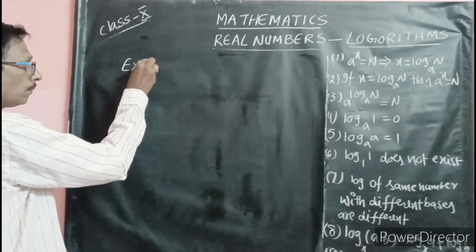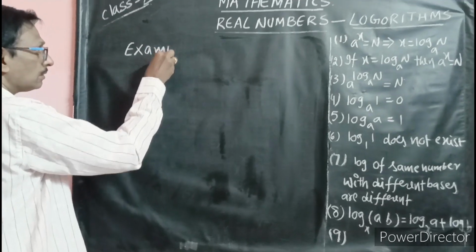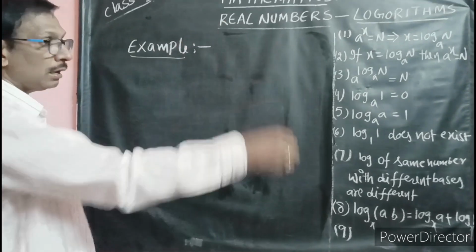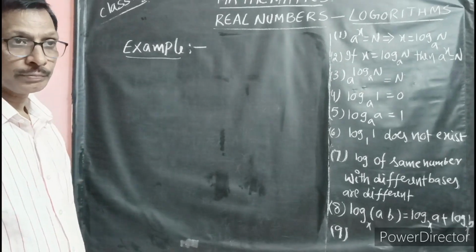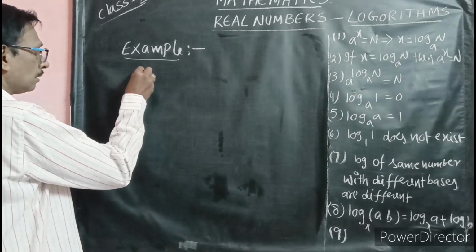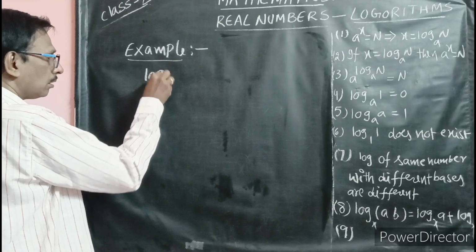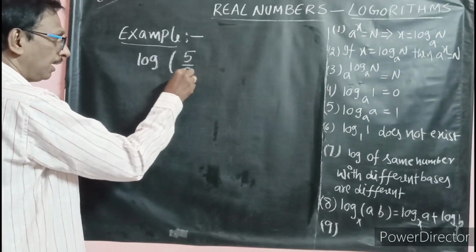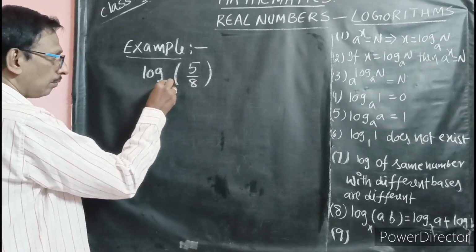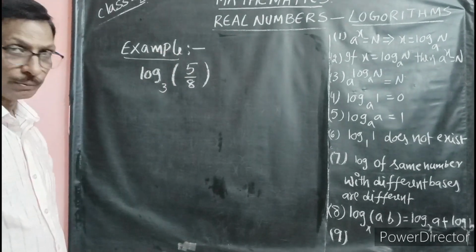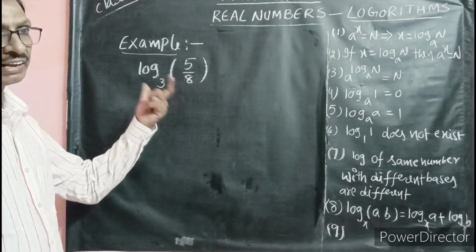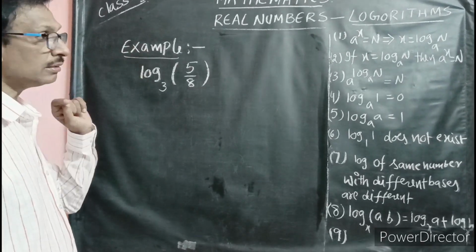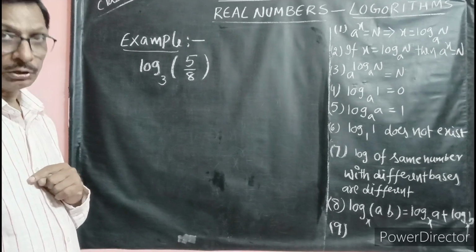Now some examples based on that logarithm of coefficient. Suppose log 5 by 8 value with respect to the base 3 is given to you. Now how to expand? By using the laws of logarithm of coefficient.